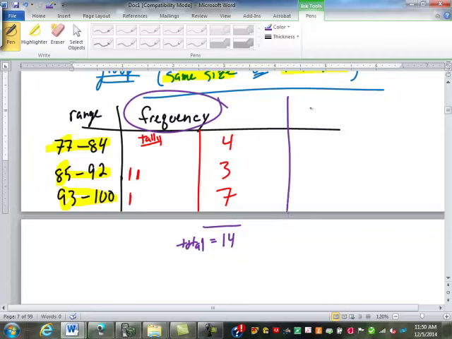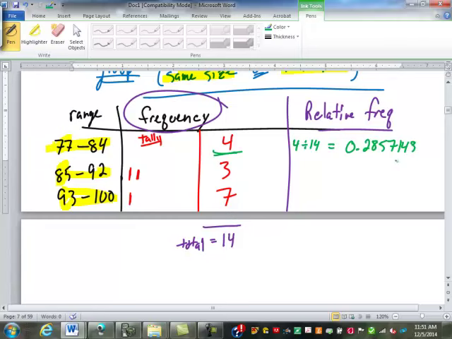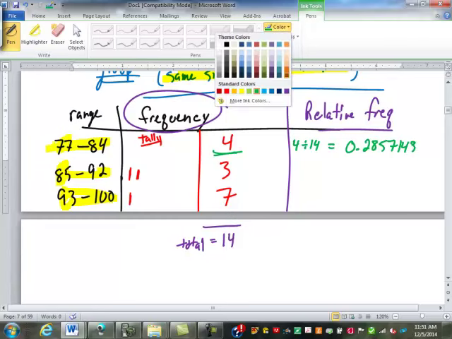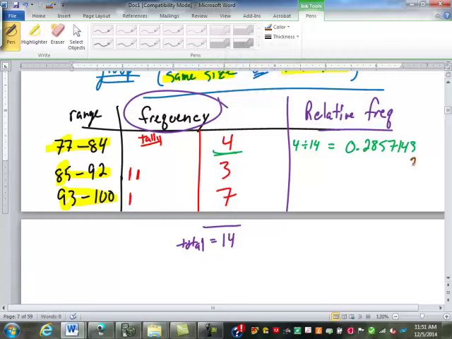Now, there's sometimes something that's just as useful or more useful called the relative frequency. And that's basically what you're doing is you're pretty much finding the percent or proportion of the total. For example, here, I would take the 4, which is the number of people that scored between 77 and 84, and I would divide it by 14, which is going to give us 0.2857143 approximately. That would be roughly 28.6%. I could either leave it as 0.286 or 28.6%. Either one is fine.